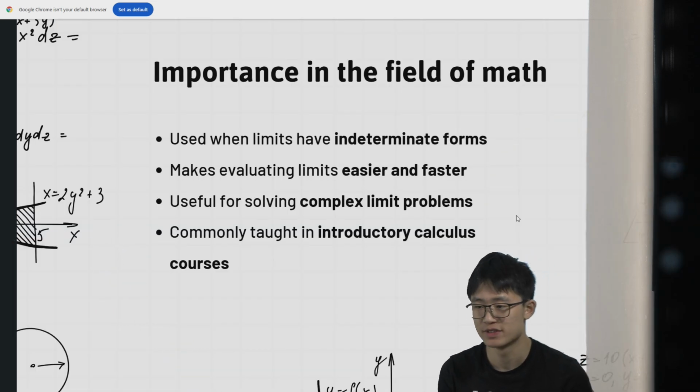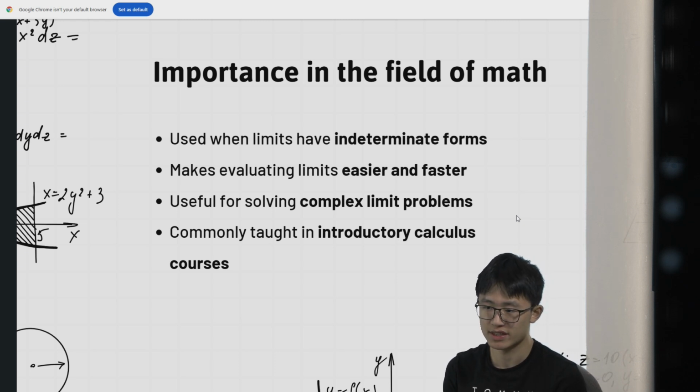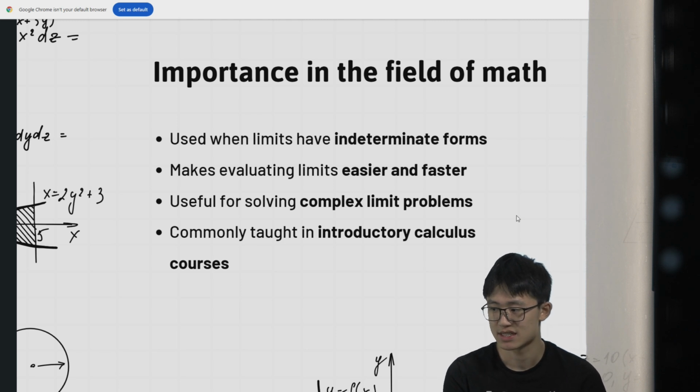Alright, so why this proof is relevant is that it is often used in calculus when a limit has an indeterminate form, and it makes indeterminate forms easier and faster to calculate. This can potentially help to decrease computation time and make evaluating complex limits easier. Because of this, it is one of the methods that are commonly taught in the basic calculus class.